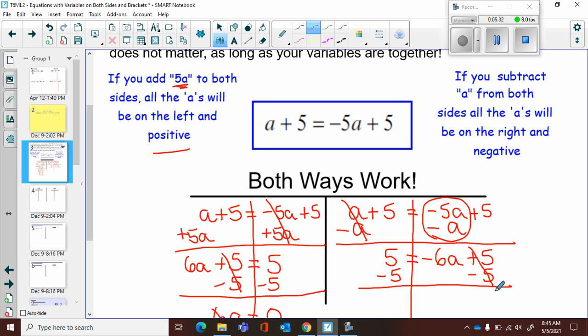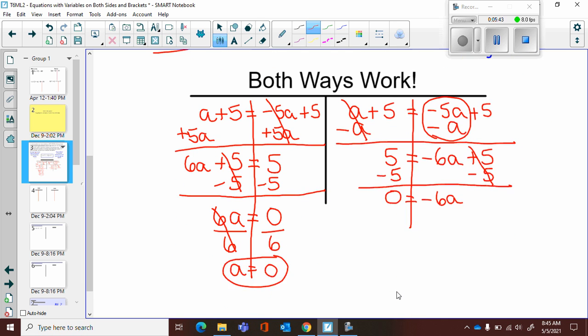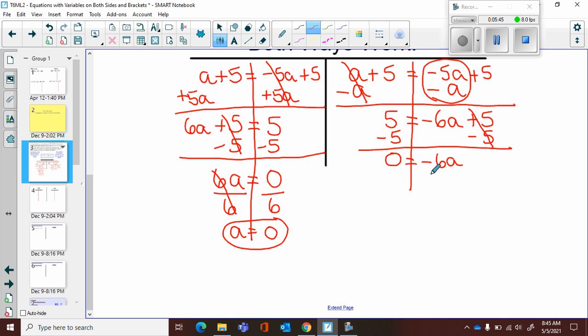These cancel out to make a 0 pair, and I'm left on this side with just a negative 6a. On this side we have 5 minus 5, which is 0. Okay, so all we have left to do is to get rid of this negative 6. So I divide by negative 6 because it's the opposite of multiplying. And those cancel out, and I divide by negative 6. And I have 0 on this side, and I'm left with an a on this side.